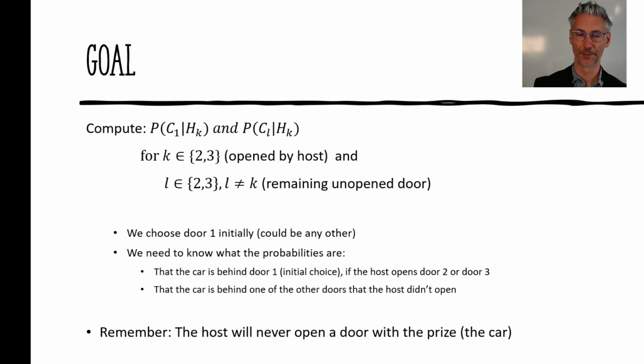And we need to know what the probabilities are that the car is behind our initial choice and that the car is behind one of the other doors. But the host, and this is important, will never reveal the car. So the host knows where the car is.